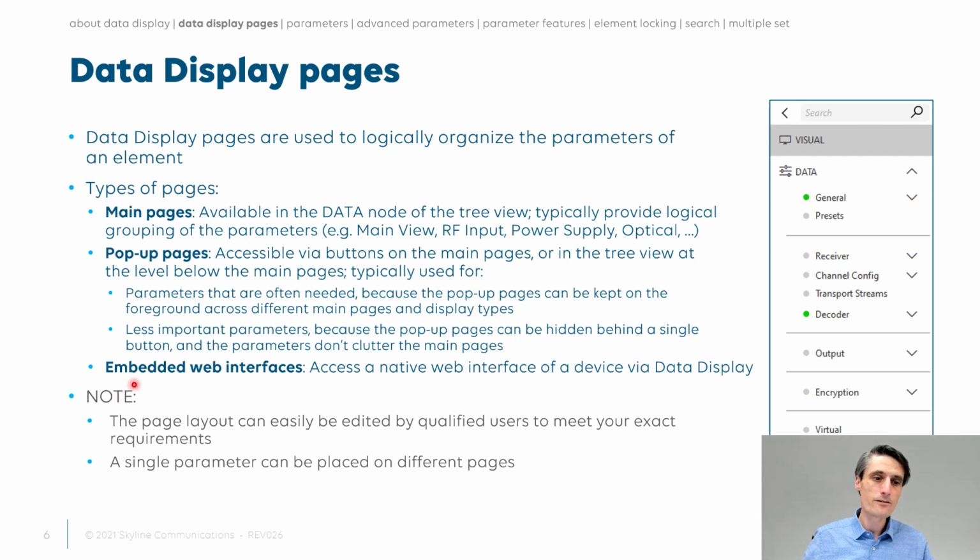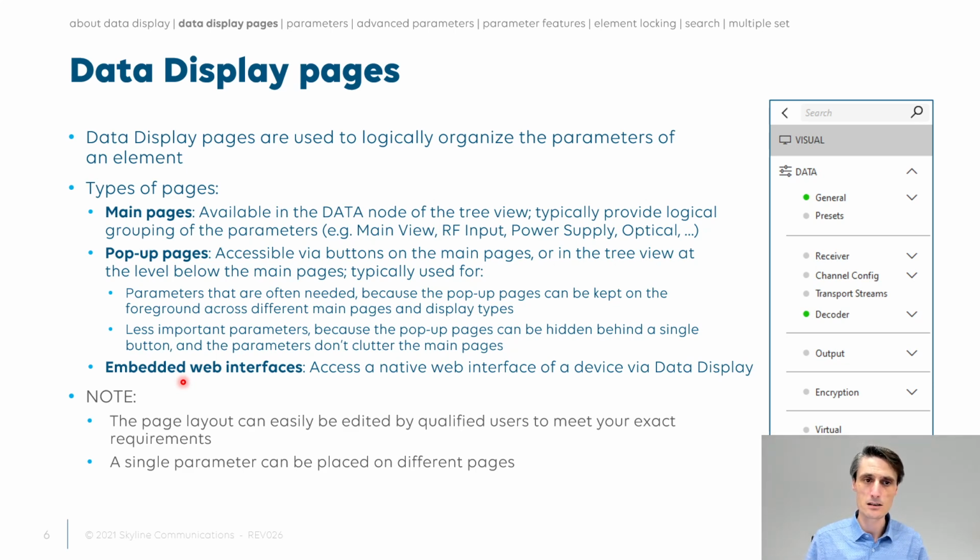The last type of page we have is the embedded web interface. If the data source itself has a web interface, we can add the embedded web interface immediately, or make it immediately available in here, so that you don't have to look up the IP address of the device or something like that. No, you just click on that page, you have it embedded into DataMiner Cube.